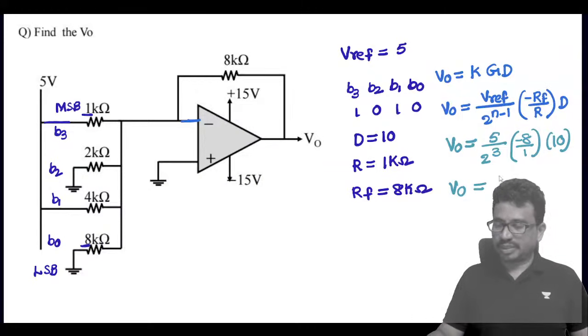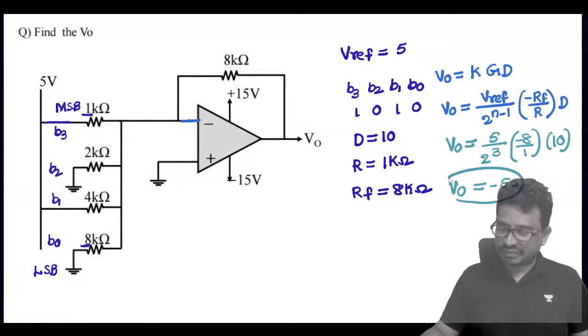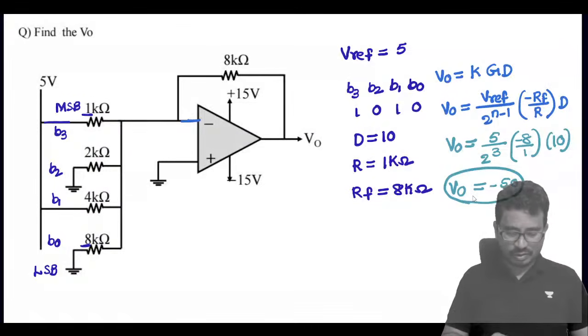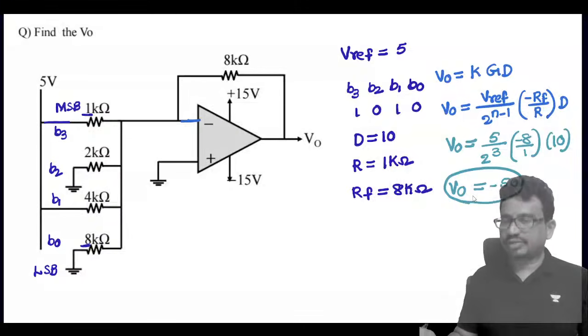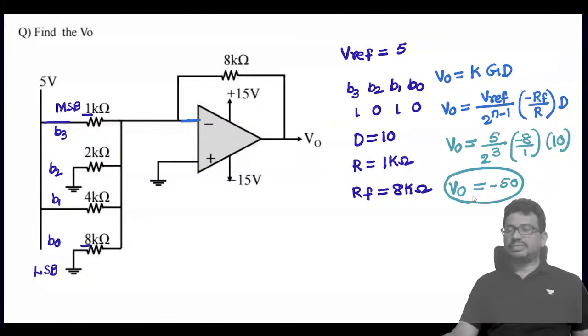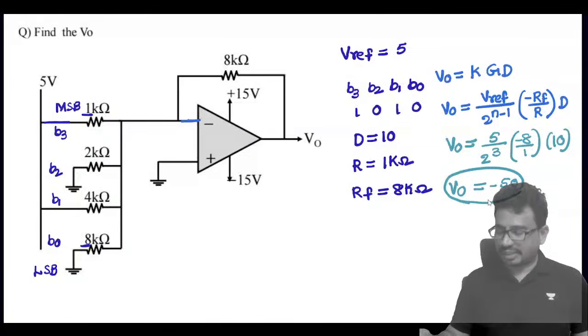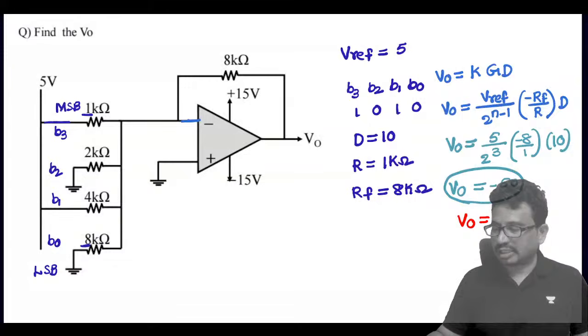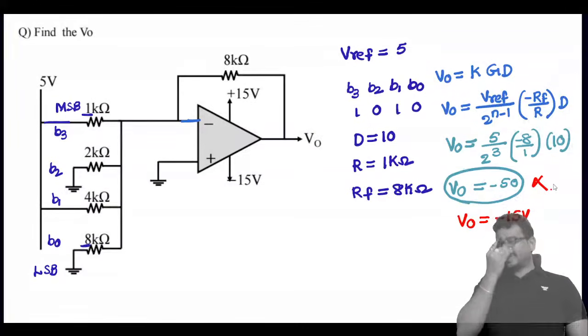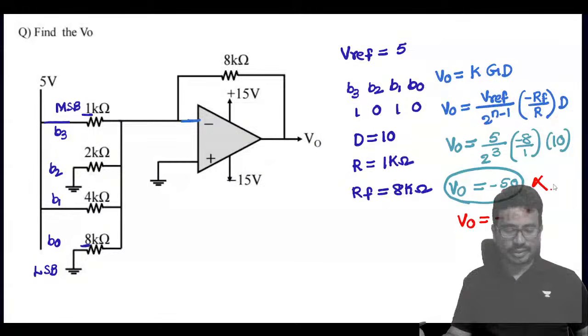Minus now, so we'll get it as minus 50. Will it be the correct answer? We know the output voltage should always lie between minus V sat and plus V sat only. If this is minus 50, it cannot happen. So what is the value, tell me now? That's why V0 should be taken as minus 15 volts only. So minus 50 is wrong.